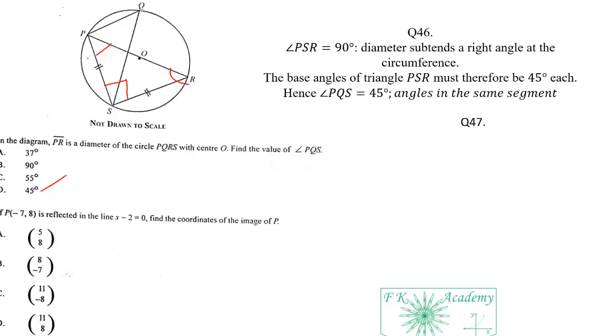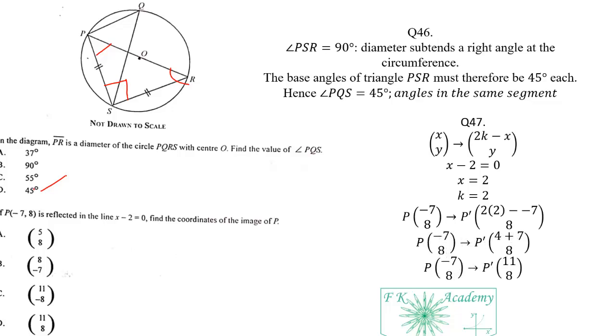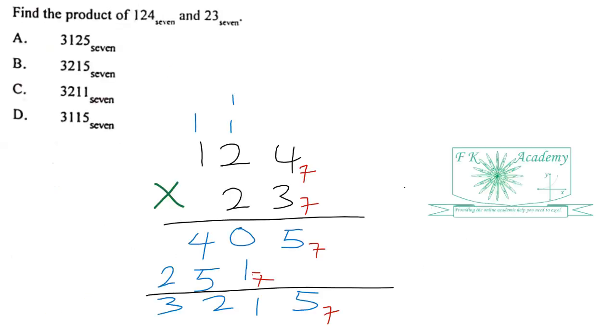We are to find, so question 47, we've seen that already, it is repeated. Find the product of 124 base 7 and 23 base 7. So 3 times 4 is 12. 12 in base 7 is 15. So 5, carry 1. 3 times 2 is 6 plus the carry 1 will give us 7.